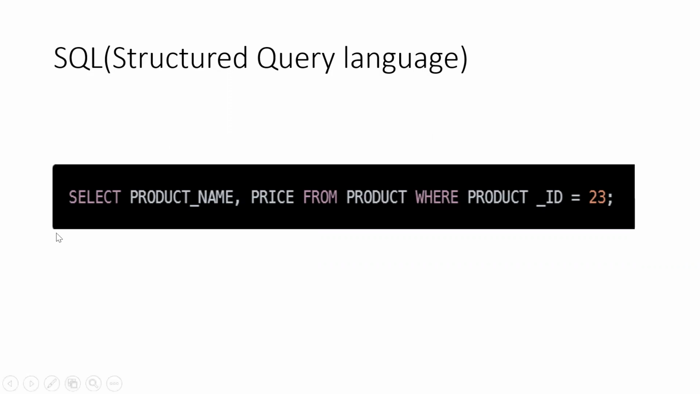This kind of statement is called a query. It is a programming line. SELECT, then a column name, product name; price is another column name. So SELECT column names FROM is a keyword, followed by the particular table. In the product table there are two columns, product name and price. I'm selecting these two columns from the product table, and there is a filter, WHERE the product ID is 23, which means we'll only show the record where product ID is 23 in my output.